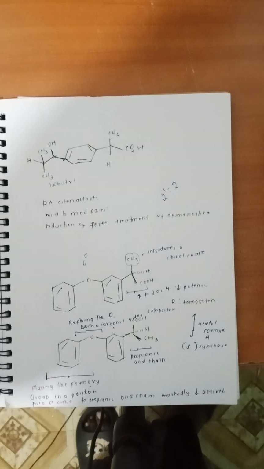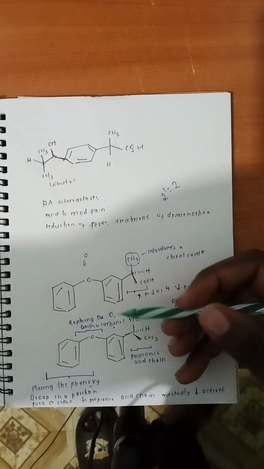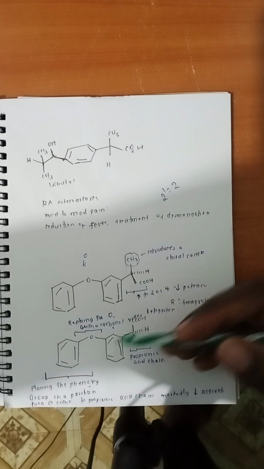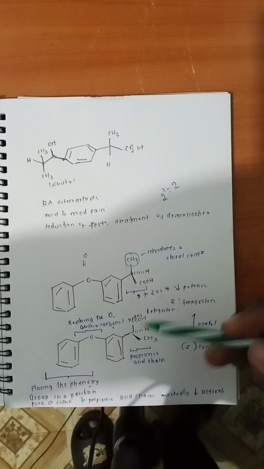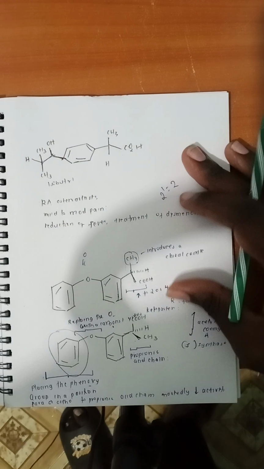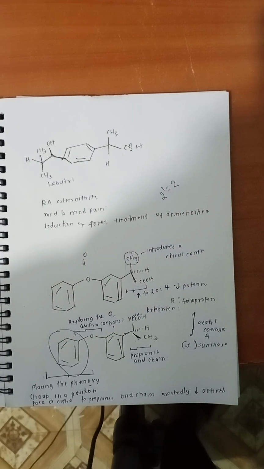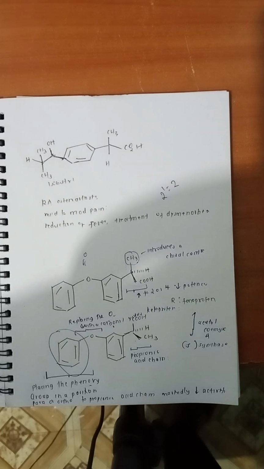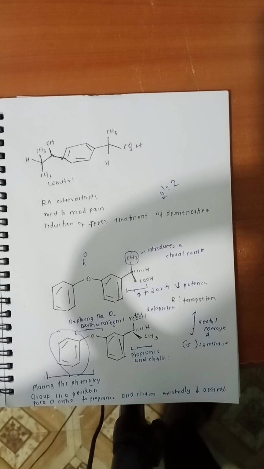Then this phenoxy should be in a meta position. When you change the orientation to maybe ortho or para in relation to the propionic acid chain, then it also corresponds to a decrease in activity. We're talking about this phenoxy. And then when there are specific substituents on this aromatic ring, let's say a chloro or a fluoro, that also corresponds to an increase in activity.